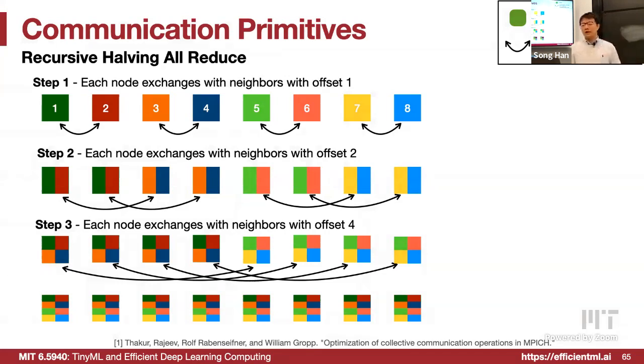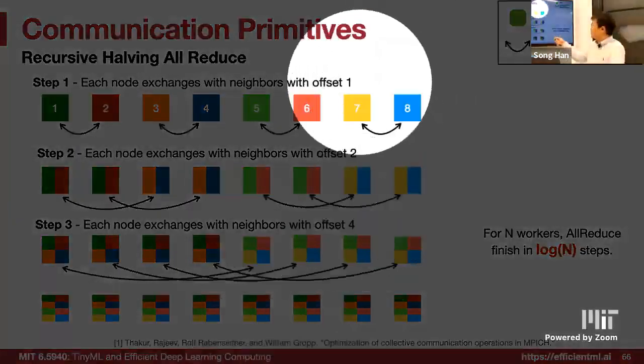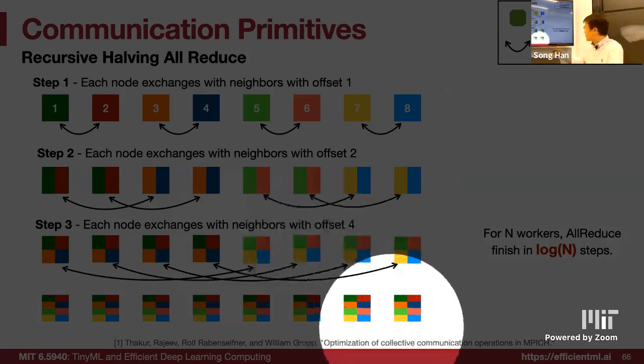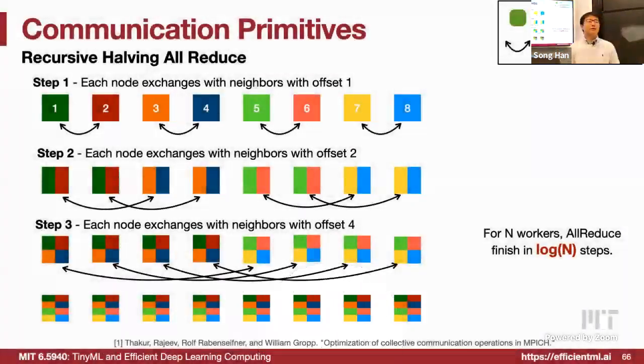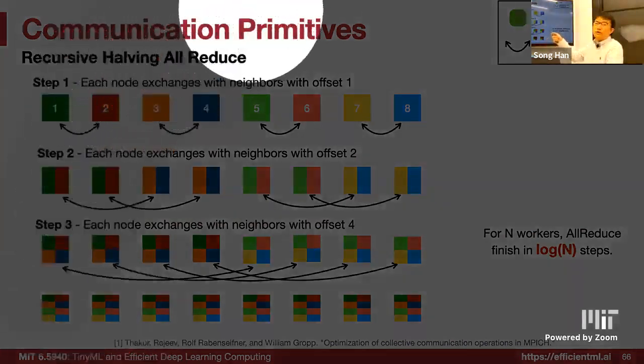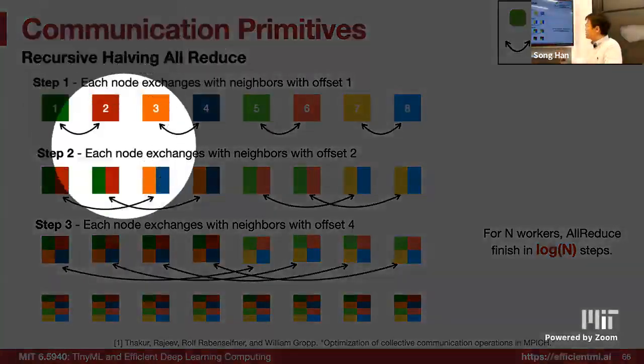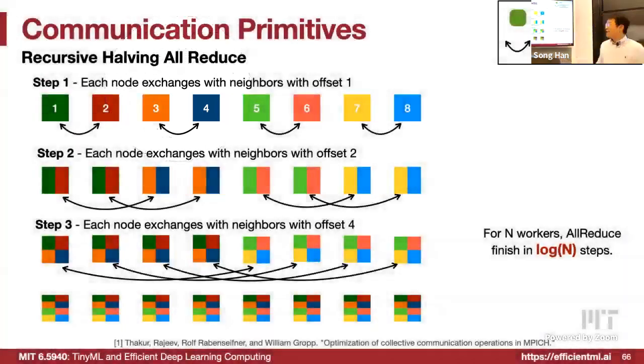And how many cycles did we take? Actually, we have 8 nodes, but only 3 cycles. After 3 cycles, every node has the data from everybody else. So only log n steps rather than O(n) steps, which is much faster. This is called recursive halving all-reduce. People also call it butterfly all-reduce because this structure looks like a butterfly, but not exactly. So for n workers, all-reduce can finish within log n steps.